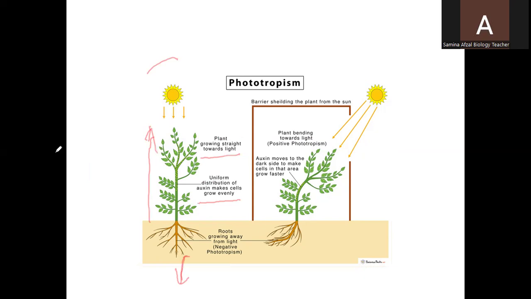And in this other diagram, you can see a barrier to stop the light from reaching the plant. So the plant will tilt towards the side where there is no barrier to get the sunlight. It will turn towards the light. The plant is bending towards the light, and in this way, the roots are showing negative phototropism and shoots are showing positive phototropism.